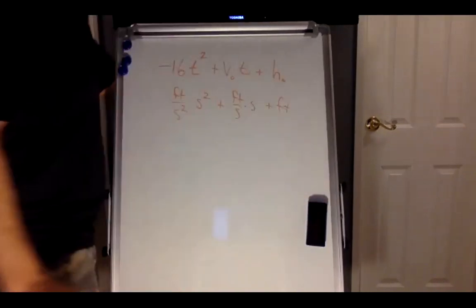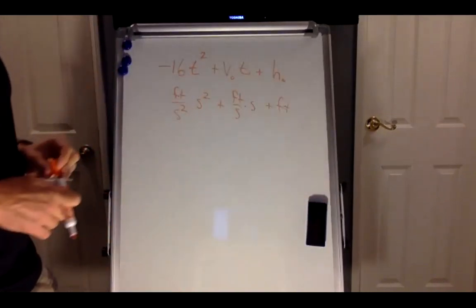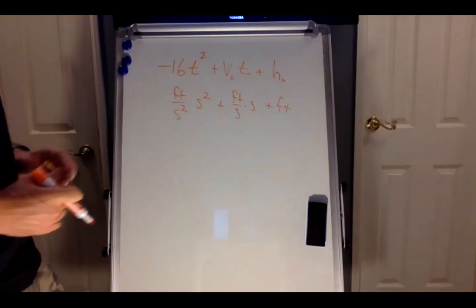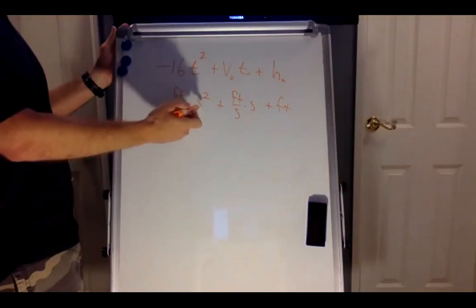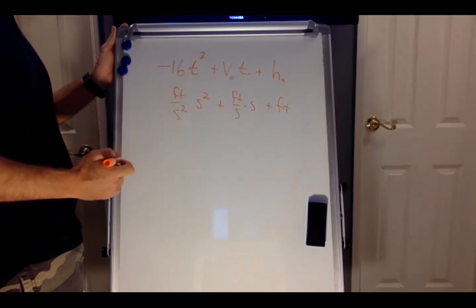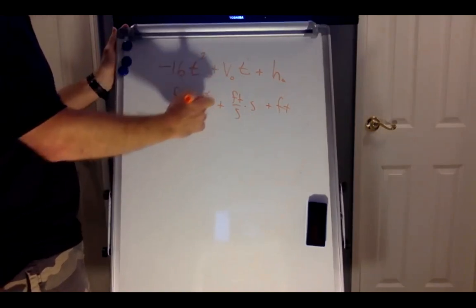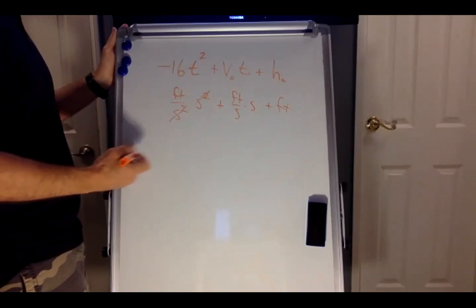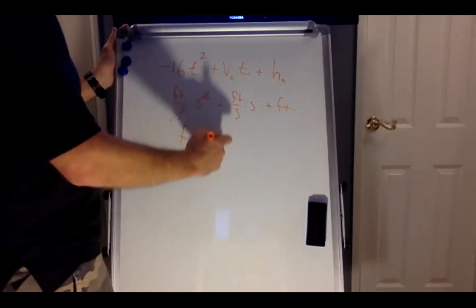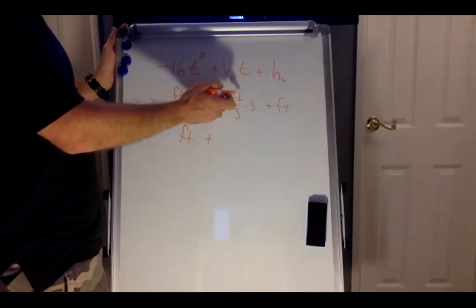Look at just the dimensions alone now. What happens to s squared when you multiply it times time squared? Cancels. What does that leave you with? Feet. It leaves you with feet. Plus, what happens here in the second dimension?